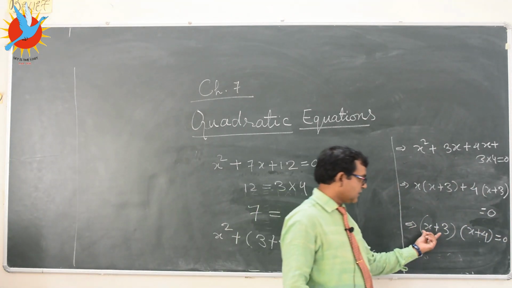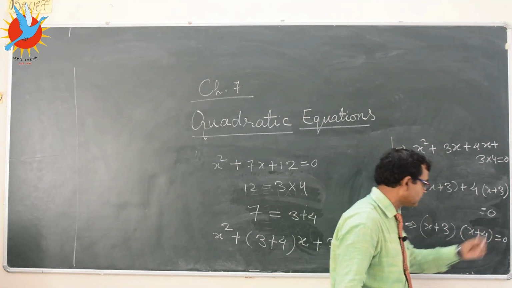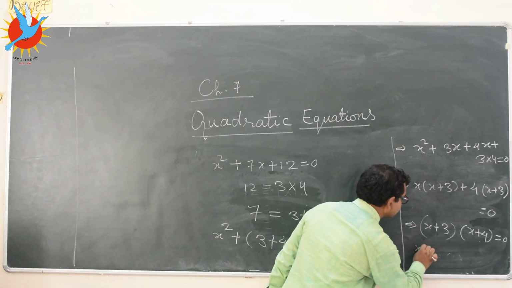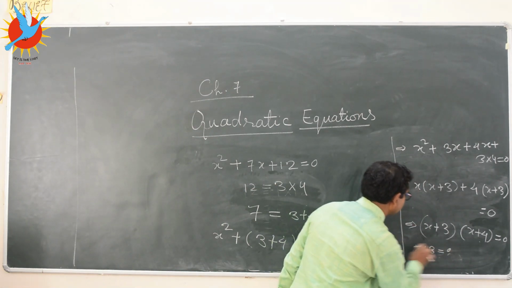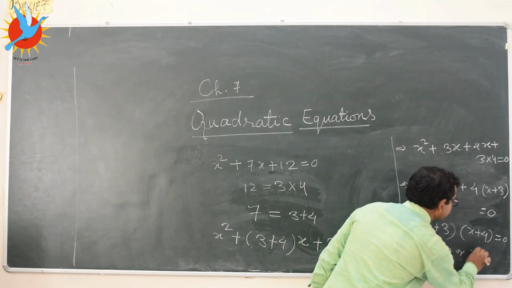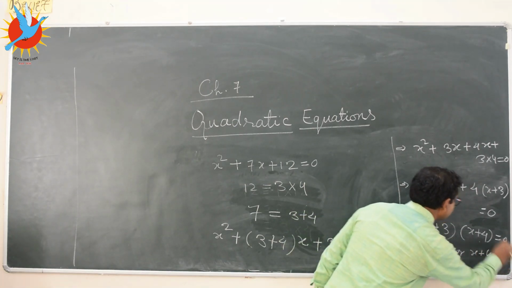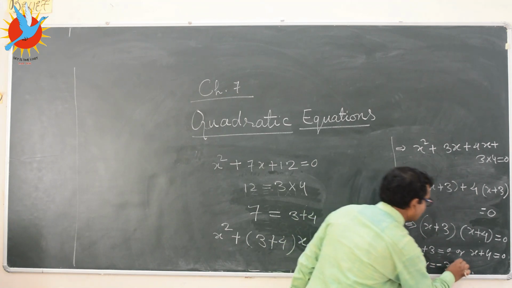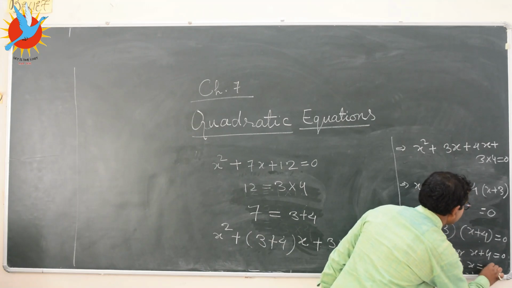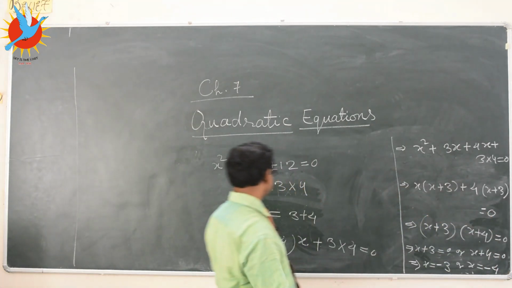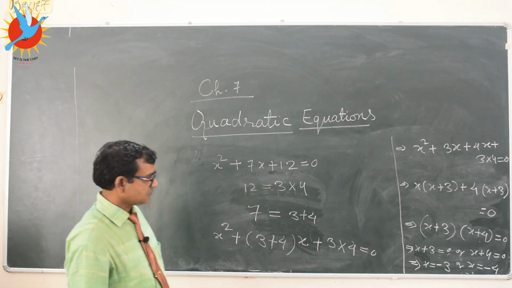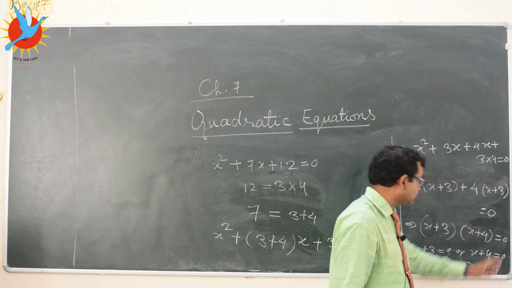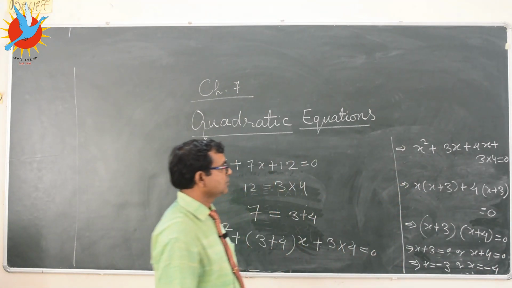Now either x plus 3 is 0 or x plus 4 equals 0, then the product of these two will be 0. So take first of all x plus 3 equal to 0 or x plus 4 equal to 0, which gives x equal to minus 3 or x equal to minus 4. So here we have two solutions, x equal to minus 3 and x equal to minus 4.